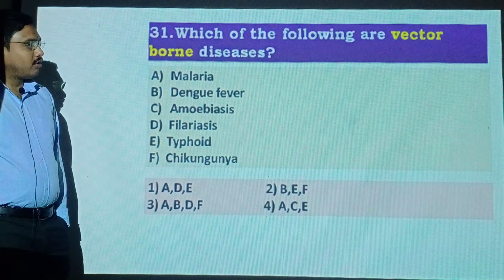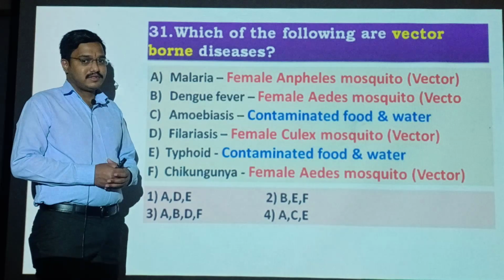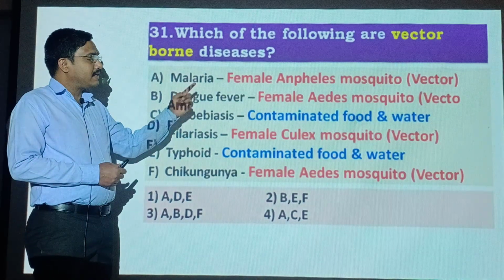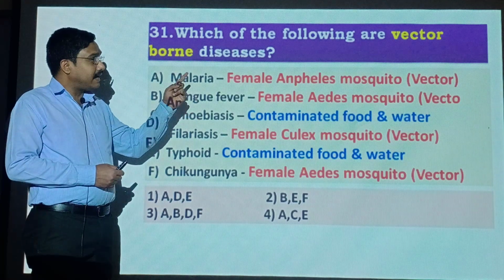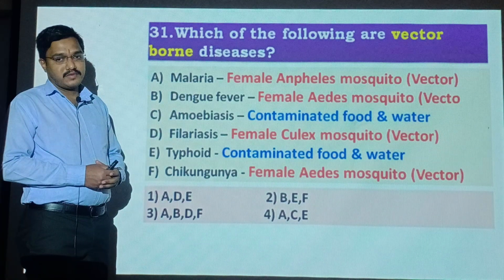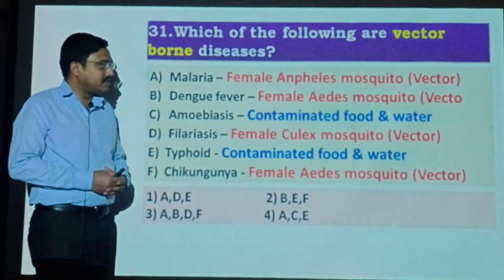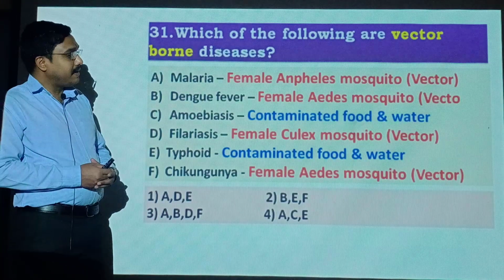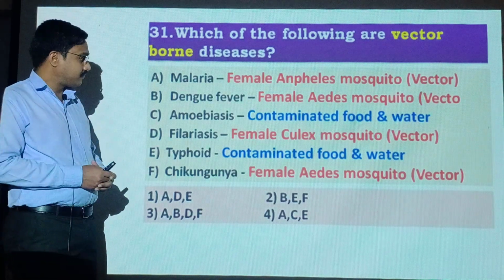Okay, now look at here. A, malaria. Yes, malaria is spread by infected female Anopheles mosquito. This is the vector. Okay, dengue fever, this is spread by female Aedes mosquito. That is also vector-borne disease.